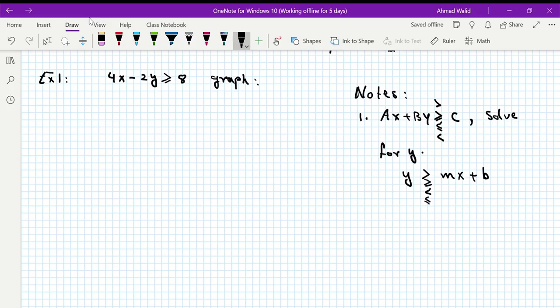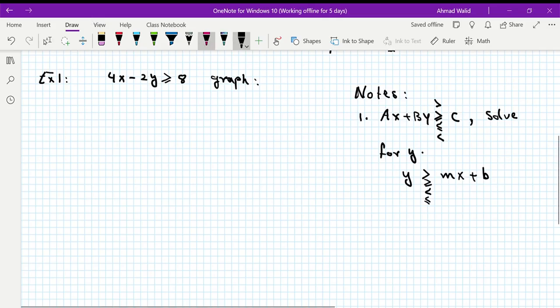Now, I just changed the equal sign to one of these 4 symbols. The method is still the same. If your linear inequality is given in the form of ax plus by greater, equal, less than equal c, first solve it for y. How? I'll show it here for you.